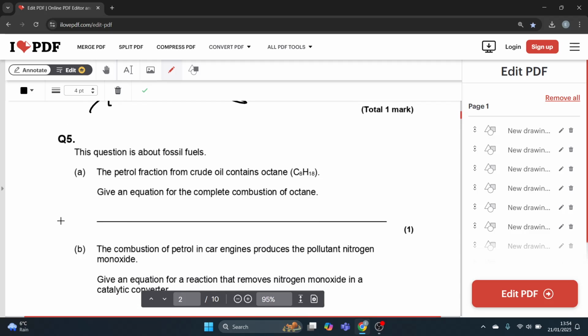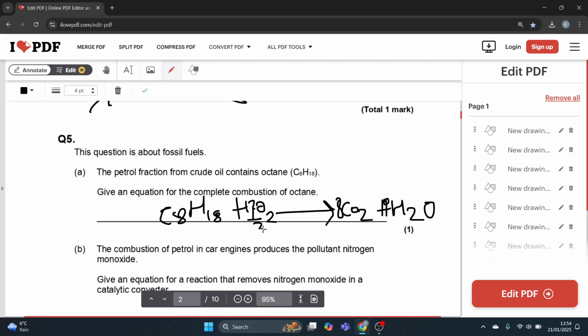Question 5. Give an equation for the complete combustion of octane. Complete combustion, enough oxygen to ensure only carbon dioxide and water form. So that's a general basis. If it asked me to give an equation for the complete combustion of pentane, I'll just put pentane plus O2 to form CO2 plus H2O, and then the rest is just balancing it. So I've got 8 carbons. I've also got 18 hydrogens, so I need a 9 here. So how many oxygens is that? That's 25, so I need a 12.5 O2 here.